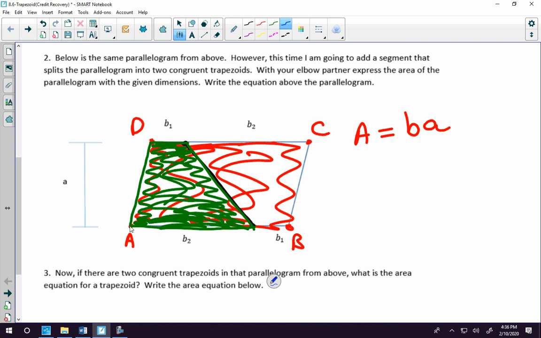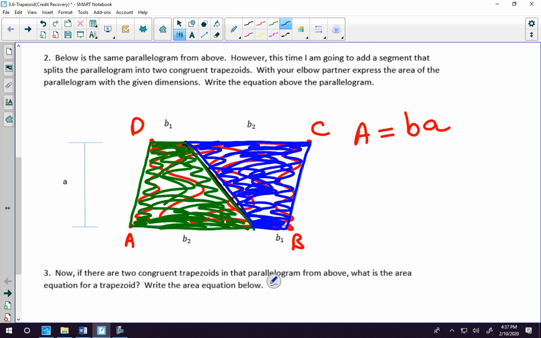And in fact, if we focus on the other side now, we have another one of these trapezoids over here, upside down. So actually, this green trapezoid and this blue trapezoid make up the area of the parallelogram. Okay? So two things are happening here. First, knowing that it's true that the space inside of a parallelogram is area equals base times altitude, and now we know that we have two congruent trapezoids inside one parallelogram.